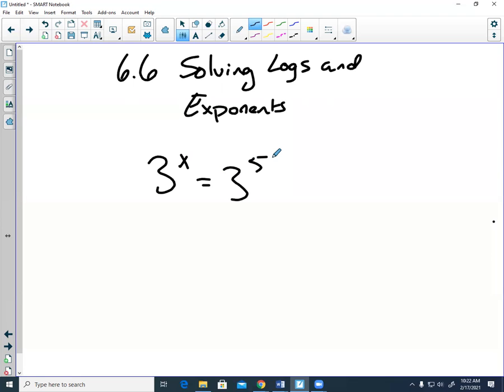Now this is really, really nice if the equation looks like this, because in order for these two sides to be equal to each other, what does x have to equal here? It has to be 5, right? Because the left side of the equation has to say the exact same thing as the right side of the equation, which is great. The only issue is when those bases aren't the same. Now it doesn't matter what is going on with the exponents at all.